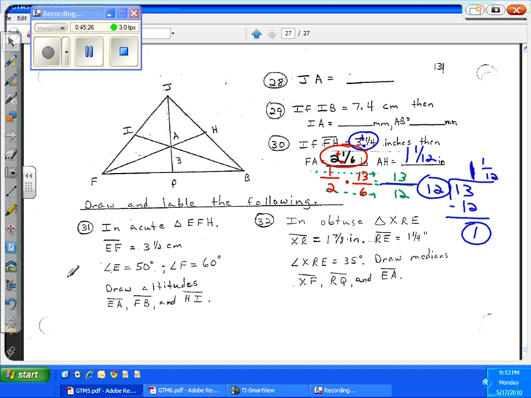Again, it should have been given that the medians intersect at a point so that the big piece is 2/3 and the little piece is 1/3. That point A is 2/3 of the distance from a vertex to the midpoint of the opposite side. That point A is called the centroid. The medians are concurrent at a point, and the name of that point is the centroid. Okay.